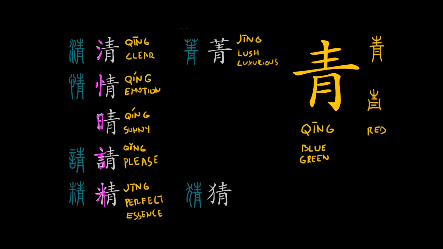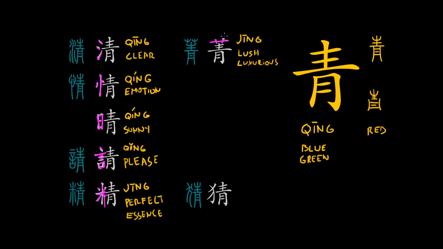And when it comes to this arrangement, as you can see, the semantic element is on the top of the character, not on the left, and the phonetic is at the bottom. And the semantic element is the radical herbs or grass, and it is present in a lot of characters that have to do with plants or trees or vegetation or something like that.